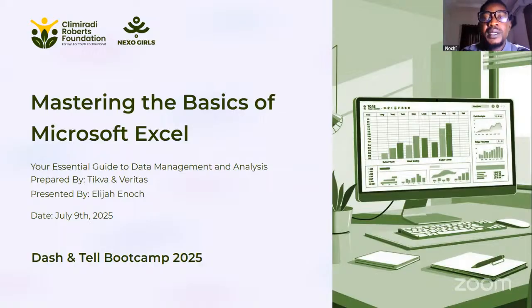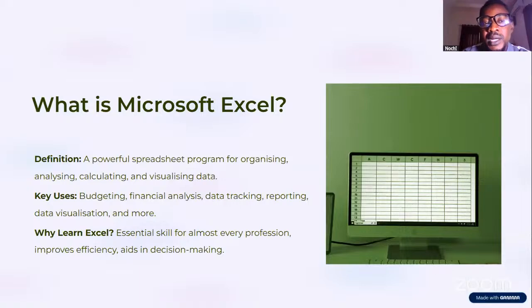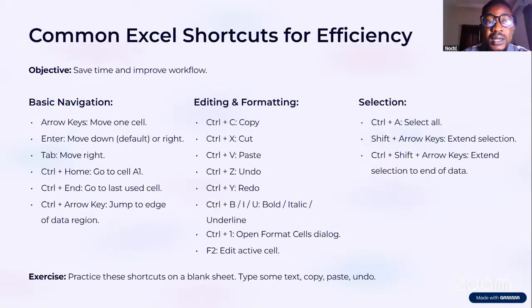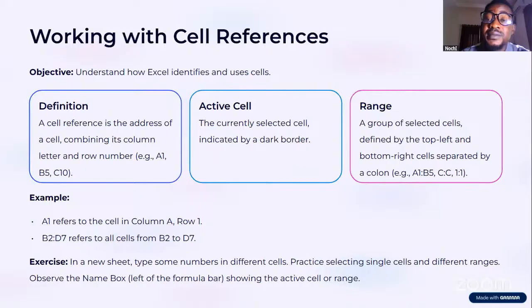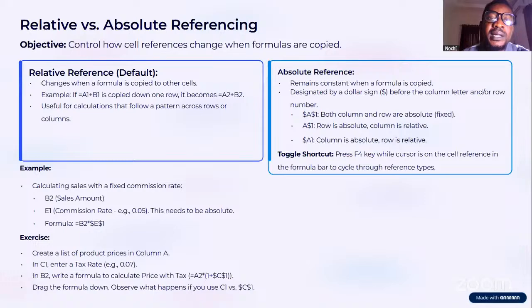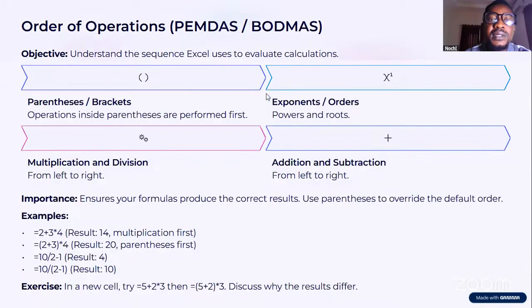So I will continue with the contents. Okay. So the first thing I want you to understand about these basics is this. We're going to talk about what Excel is. We're going to see the different versions and then a few shortcuts. For you to be very good with office tools, you need to know a few shortcuts, okay? And then we'll know what cell referencing is. We will talk about the basic formulas you're going to use when working with Excel. And then we're going to talk about referencing, the absolute referencing and relative referencing.